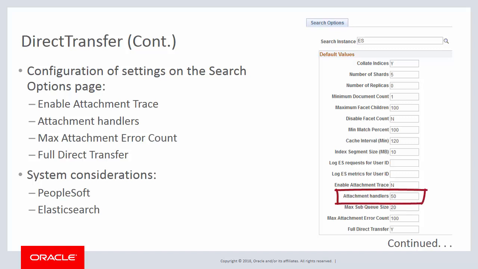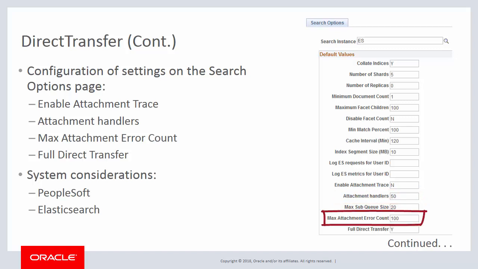Attachment Handlers. The number of attachment handlers determines how many parallel data transfers are done from PeopleSoft to Elasticsearch. The default value is 20, which means that during indexing, a maximum of 20 handlers are created. This number should be less than the bulk thread queue size on Elasticsearch. The default value of bulk thread queue size is 50. The optimal value of attachment handlers is dependent on the data volume, pattern, and system considerations on PeopleSoft and Elasticsearch.